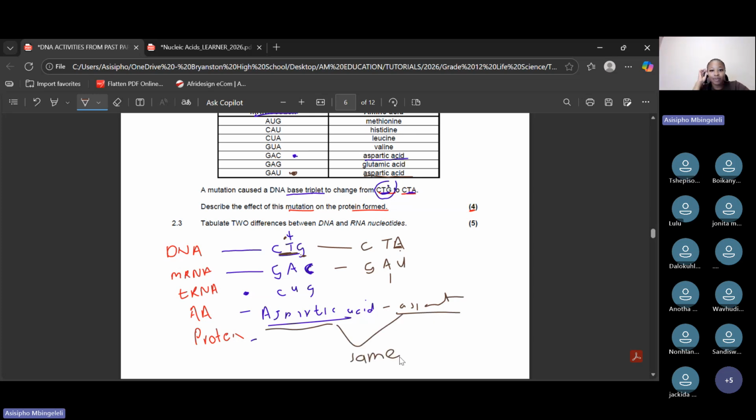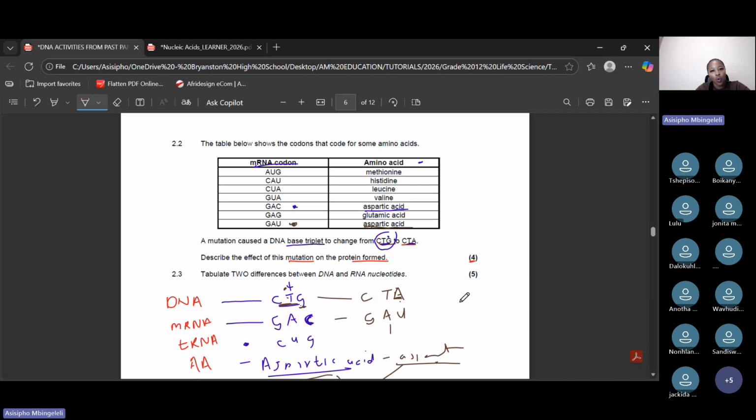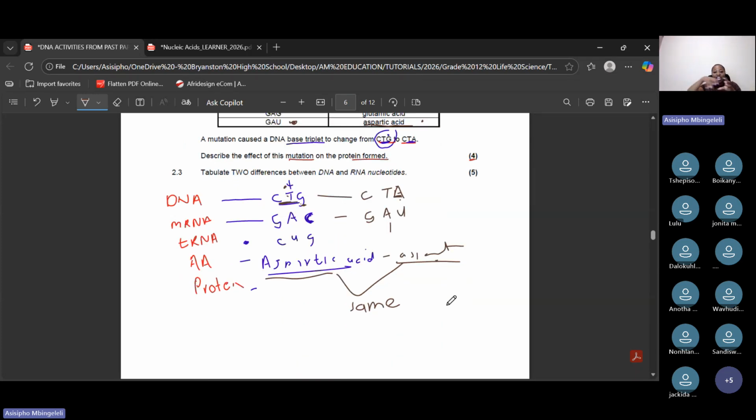Why are we saying the same protein will be formed? Because we are still having the same amino acid formed. There was a change, but we still form the same amino acid because it is possible for an amino acid to be coded for by more than one codon or anticodon. So we first had aspartic acid, there was a change, we still were able to form aspartic acid. So there was no change in the name of the amino acid. That means there won't be change in the protein. It will still be the same protein.